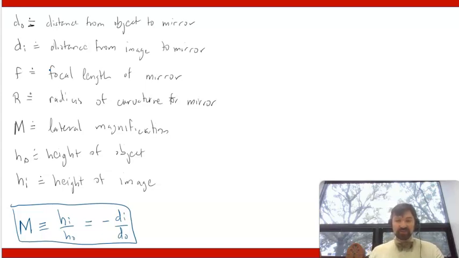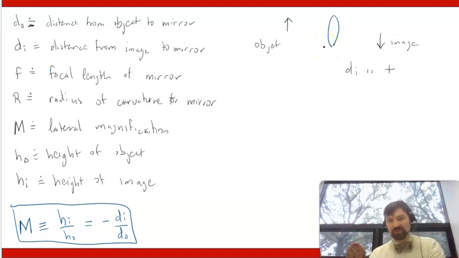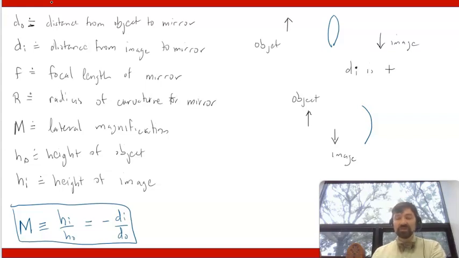Now, one difference is that in the case of lenses, a positive value for the image distance means that the image is formed on the opposite side of the lens. So you basically have a situation like this. But for the mirror, you have a mirror somewhere over here. You place your object somewhere, and if you form an image on the same side of the mirror as the object, then that is a positive image distance. A negative image distance means the opposite has occurred.